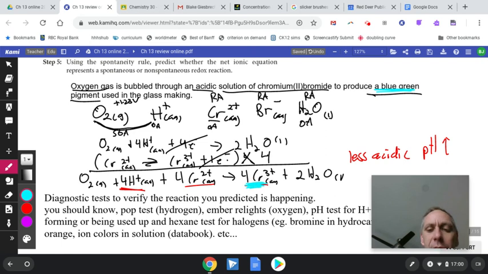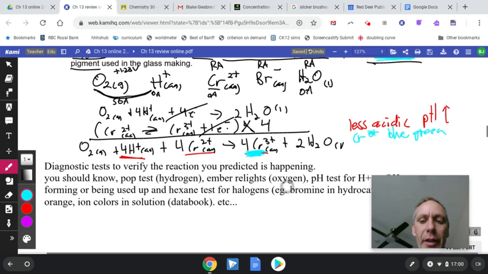Oh, this is just sucky. Okay. So Cr3+ is a blue-green. So either one of those would be a good diagnostic test for you guys. Okay. Really, that's about it.